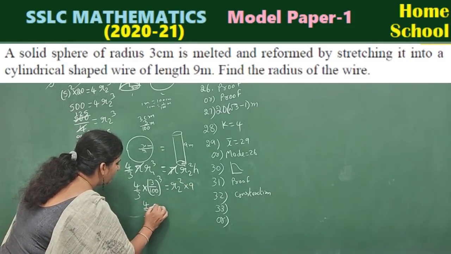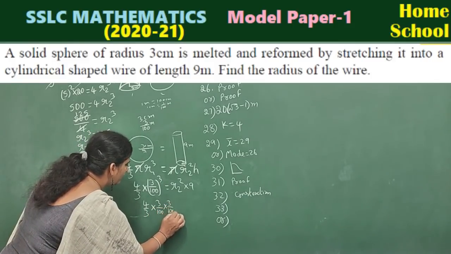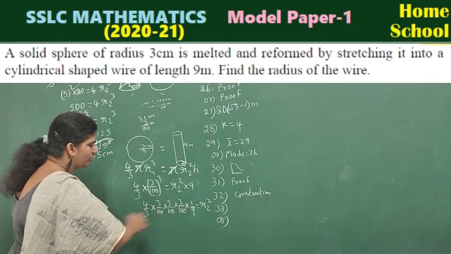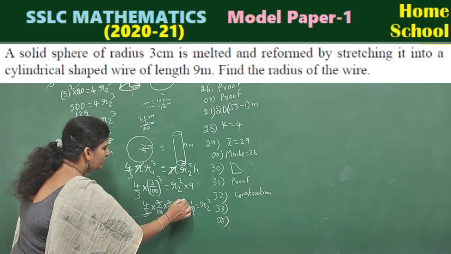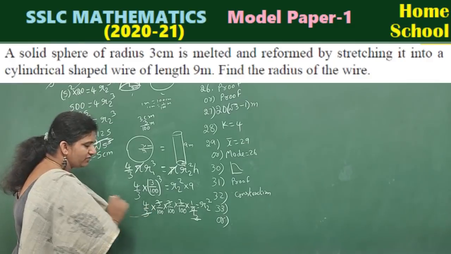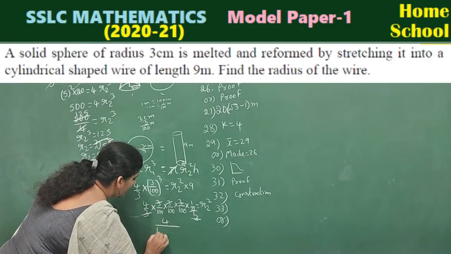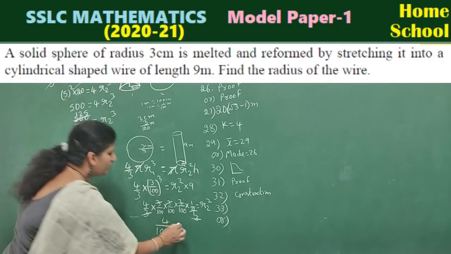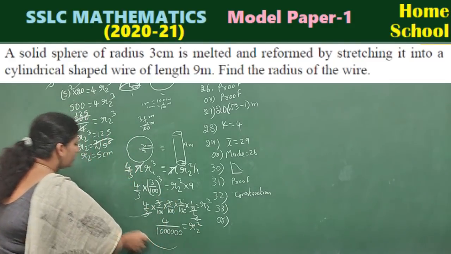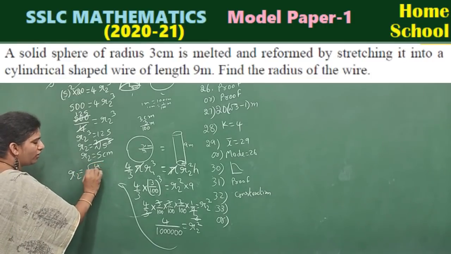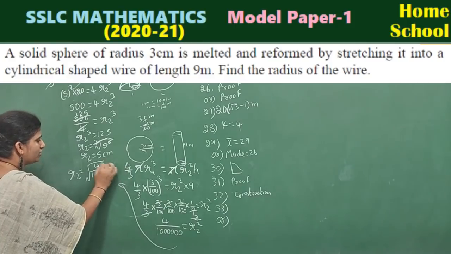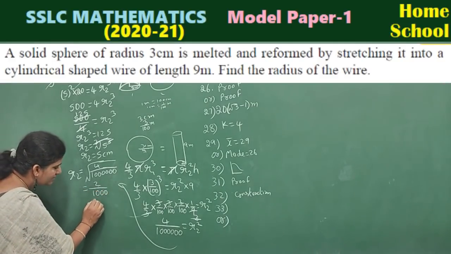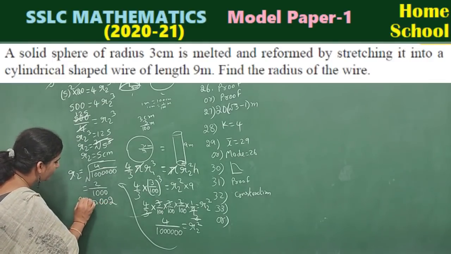Now 4 by 3 into 3 by 100 into 3 by 100 into 3 by 100 into 1 by 9 is equal to r2 square. This 9 sent to the other side as denominator. Now this 3 will be cancelled. This 3 times 3 will be cancelled. You are left with 4 by 3, 4, 5, 6, that means 10 lakhs. 4 by 10 lakhs is equal to r2 square. r2 is equal to square root of 4 by 4, 5, 6 zeros. Then this will be 2 by 1000. Then again write this as 0.002. Therefore, what is the radius?